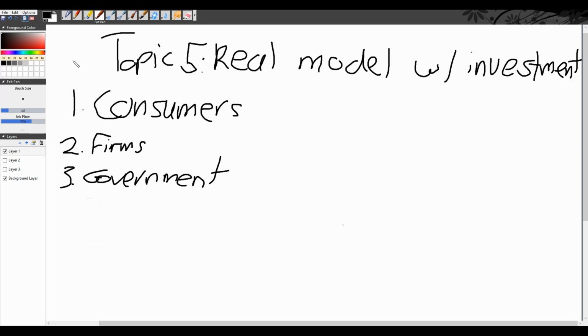Hey folks, I'm going to do a quick review of topic 5 from Williamson's Macroeconomics. In this topic we look at a real intertemporal model, so we have two periods we're playing with, and we're going to introduce investment now. That's how it slightly differs from previous topics.